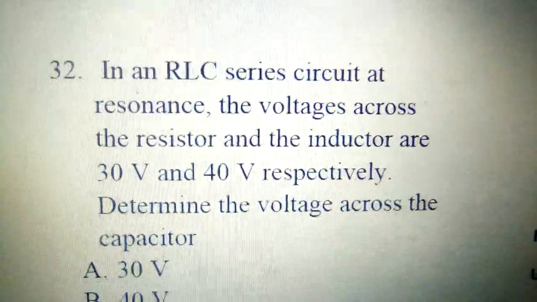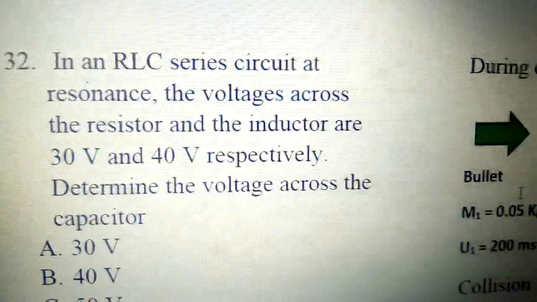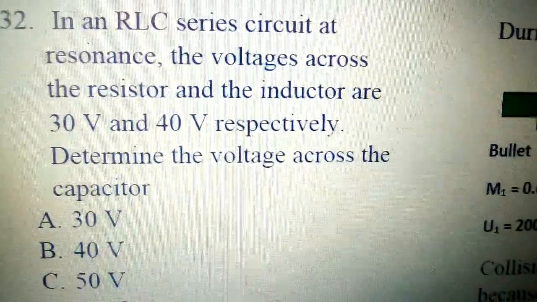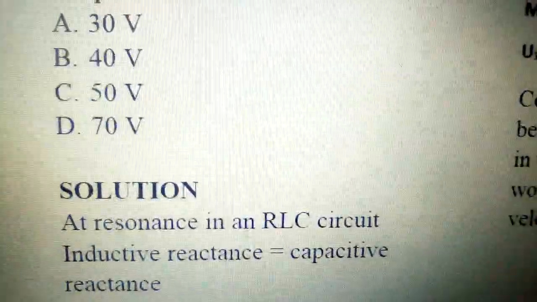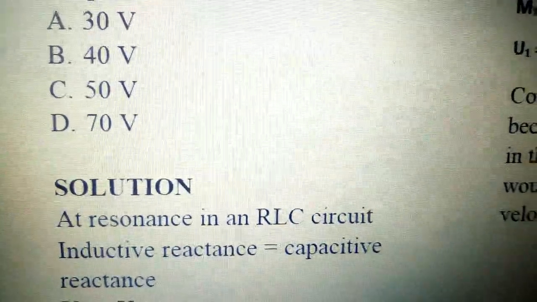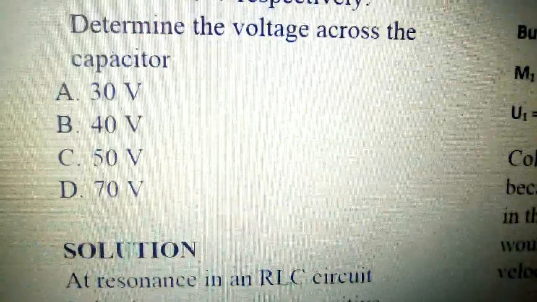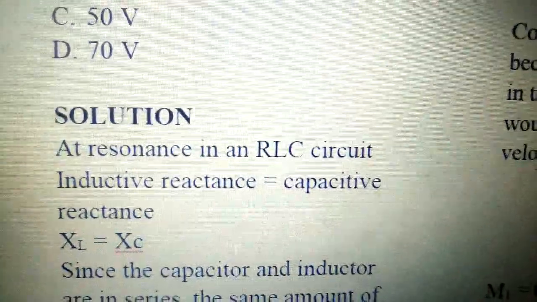It says, in an RLC series circuit at resonance, the voltages across the resistor and inductor are 30 volts and 40 volts respectively. Determine the voltage across the capacitor. Option A, 30 volts, B, 40 volts, C, 50 volts, and D, 70 volts. The answer is option B, 40 volts. Why? The solution is given below.